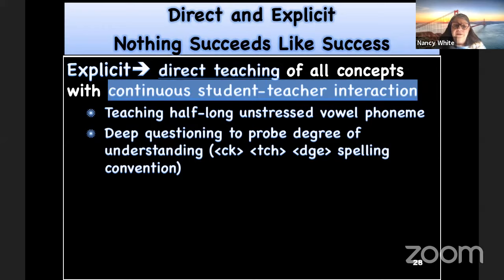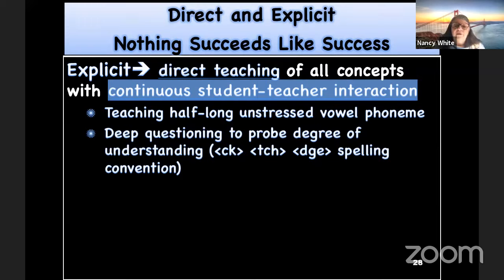Another example is similar: deep questioning to probe a degree of understanding. Again, this was many years ago, and it was a student. When you teach a concept, you have all kinds of things that you're teaching. And sometimes the student will tell you exactly what you think you need to hear for him to understand. For example, he spelled a word. Suppose the word was stack, like to stack some blocks. And he had encoded the word. He chose CK to spell the K in stack. I asked him why. He said, because it comes right after a short vowel sound.